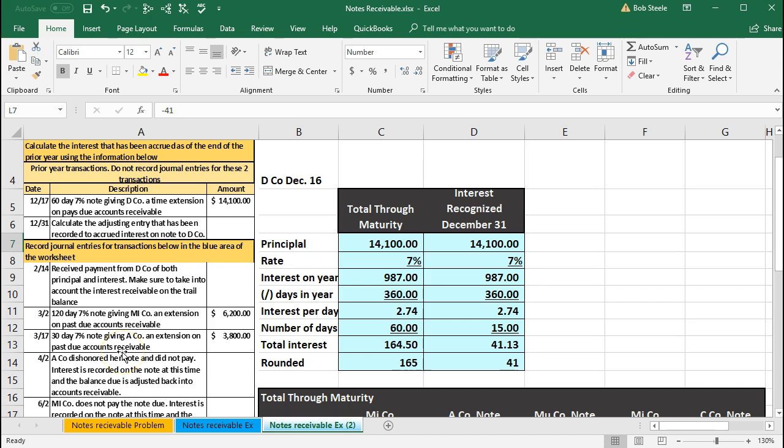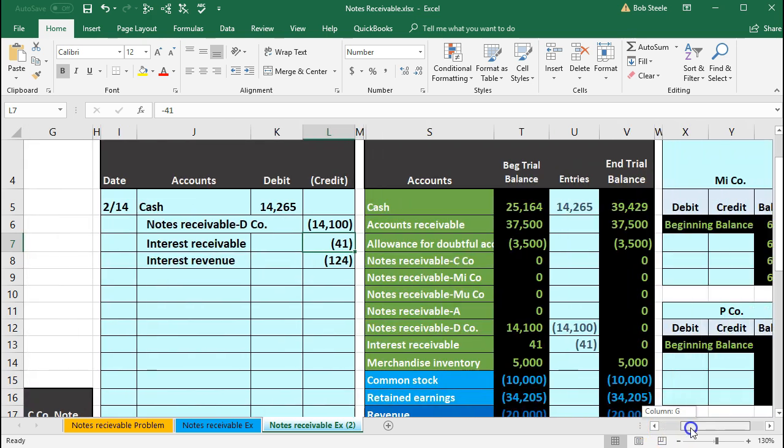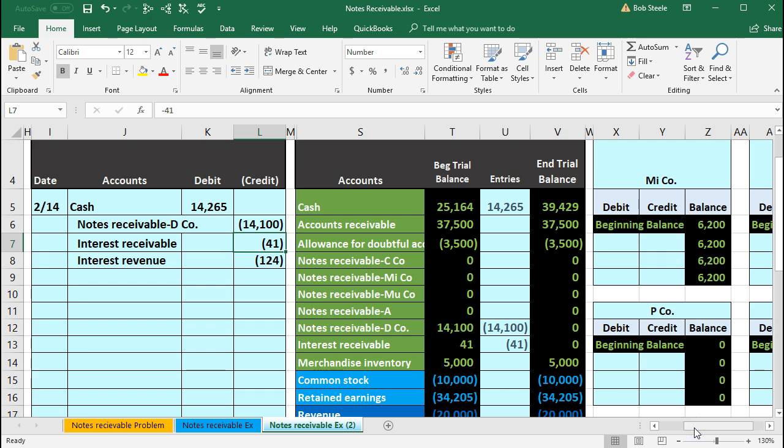3.2, 127-day note giving MI company an extension on past due accounts receivable. So same idea here. This company owes us money, MI, and they're not going to pay us yet. And we're going to say, okay, well, they're not going to pay us, but we're going to charge you interest then, moving it from the accounts receivable to the notes receivable, that initial journal entry being a very simple one, but then we're going to have to calculate interest on it.